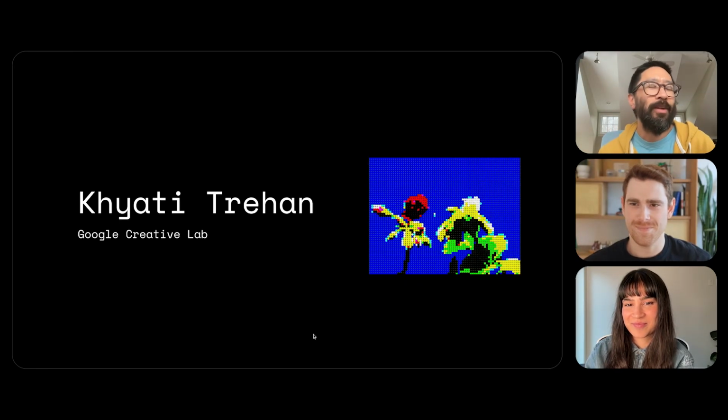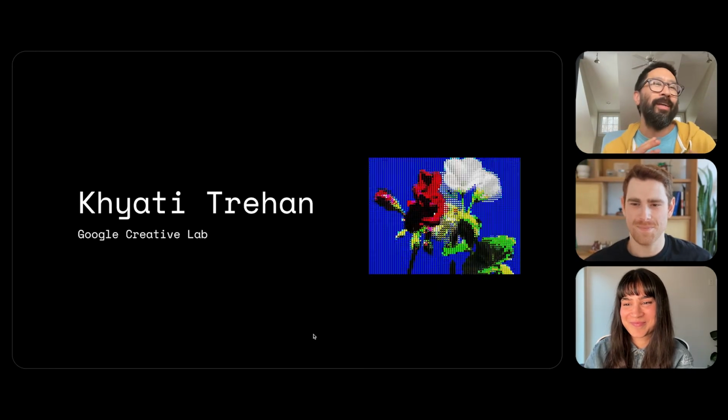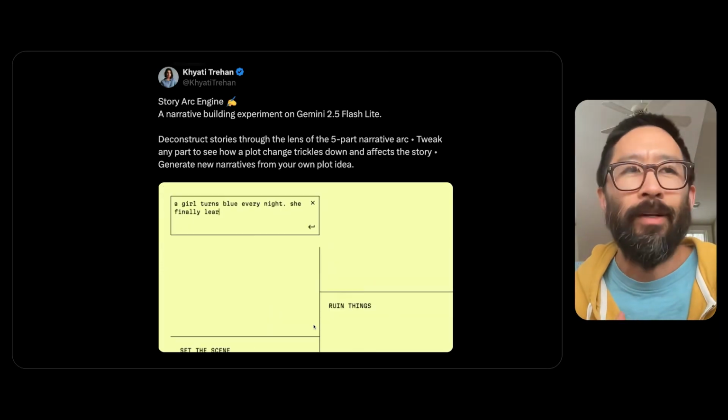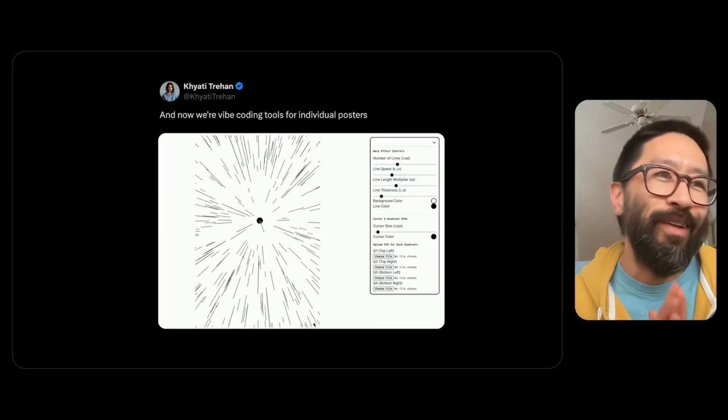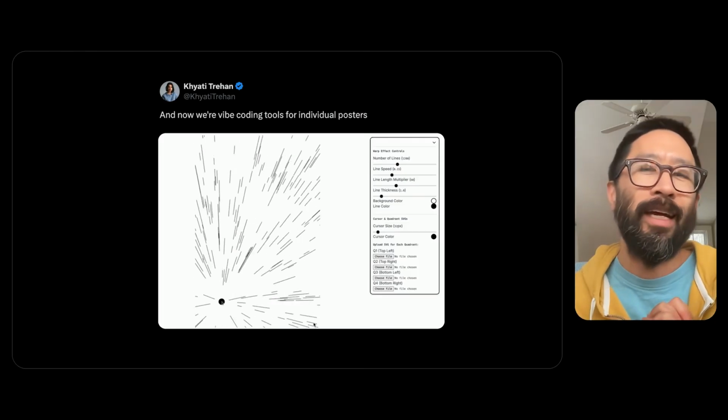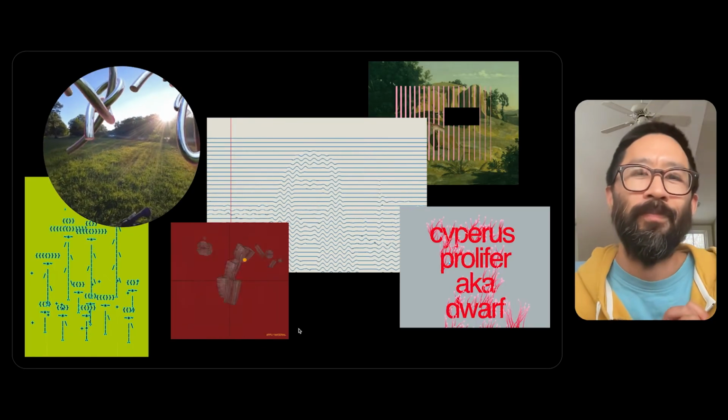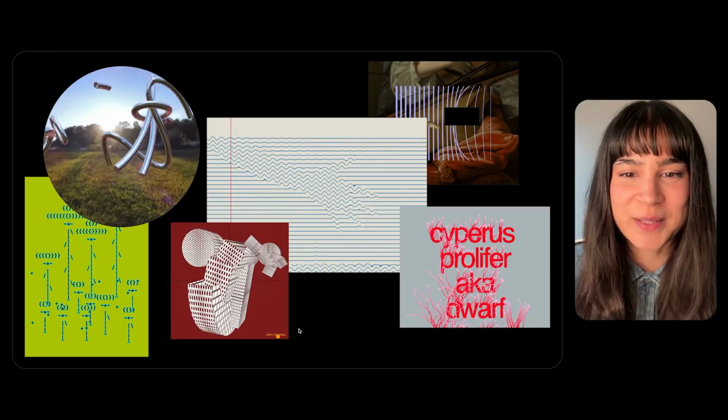We work together on a team called Creative Lab at Google. And on our team, we have a lot of artists and designers who have been vibe coding a lot in AI Studio. So I thought I'd bring on Kiati to do some of her live demos for us. Thank you for having me. I'm excited to share some stuff.